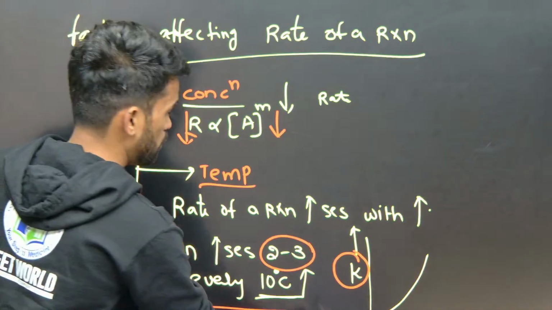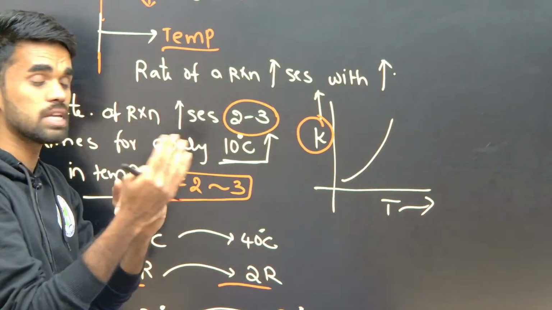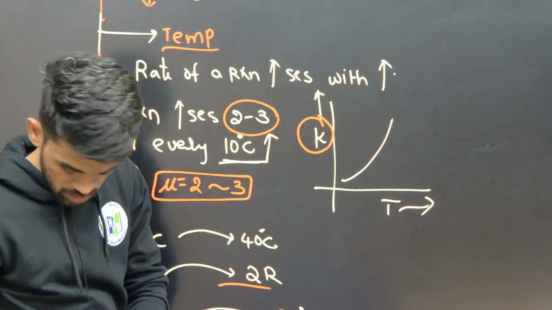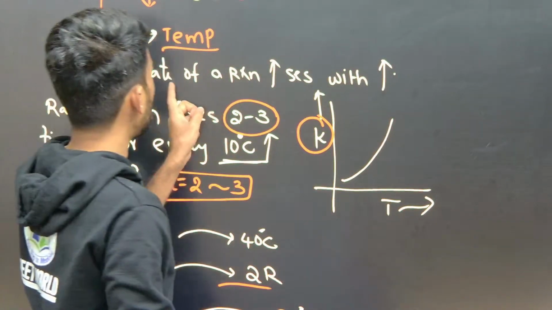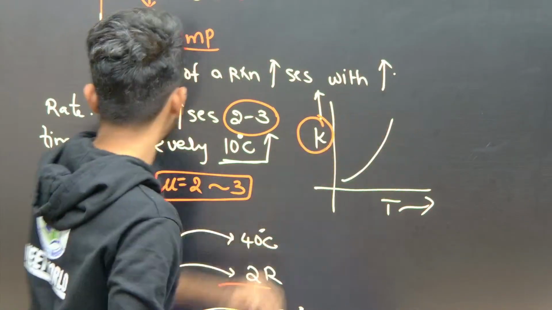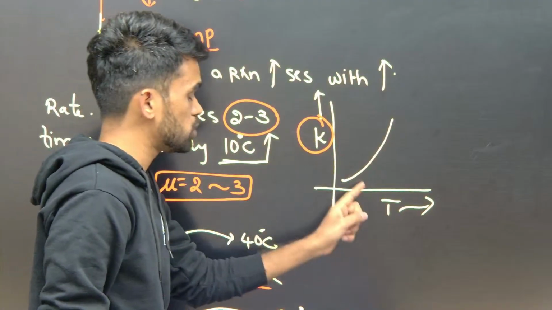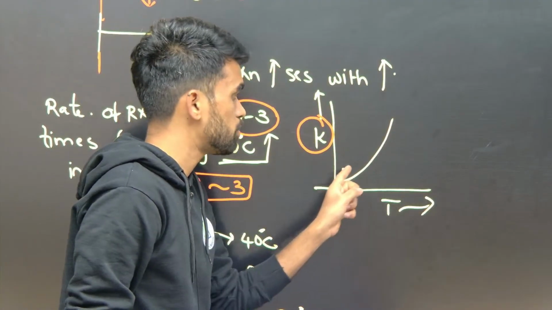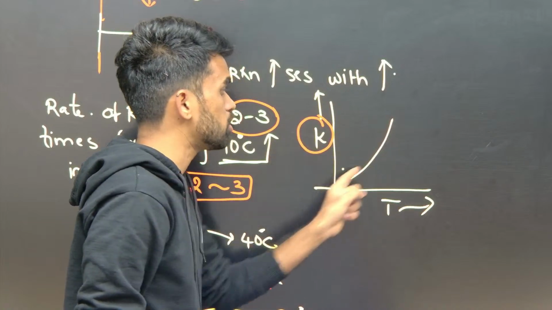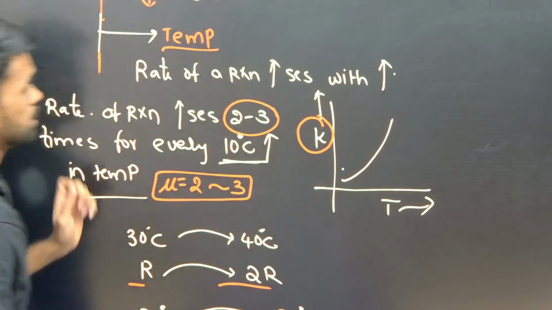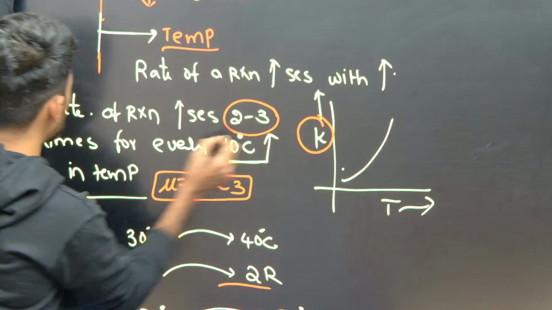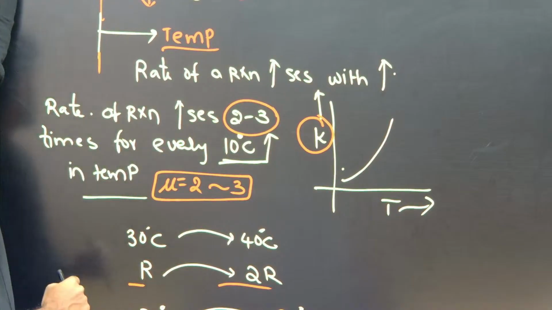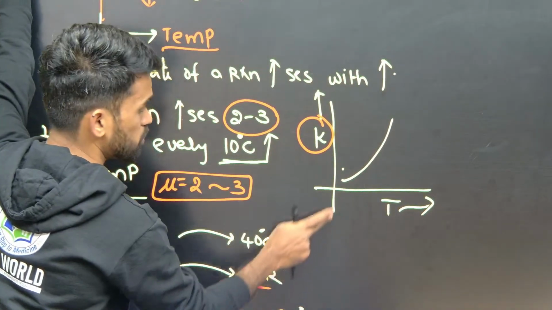Now temperature. As temperature increases, rate of reaction also increases. I hope it's clear now without any disturbance in the voice. This is the curve we have, and it is observed that practically the rate of a reaction increases 2 to 3 times for every 10 degrees rise in temperature.